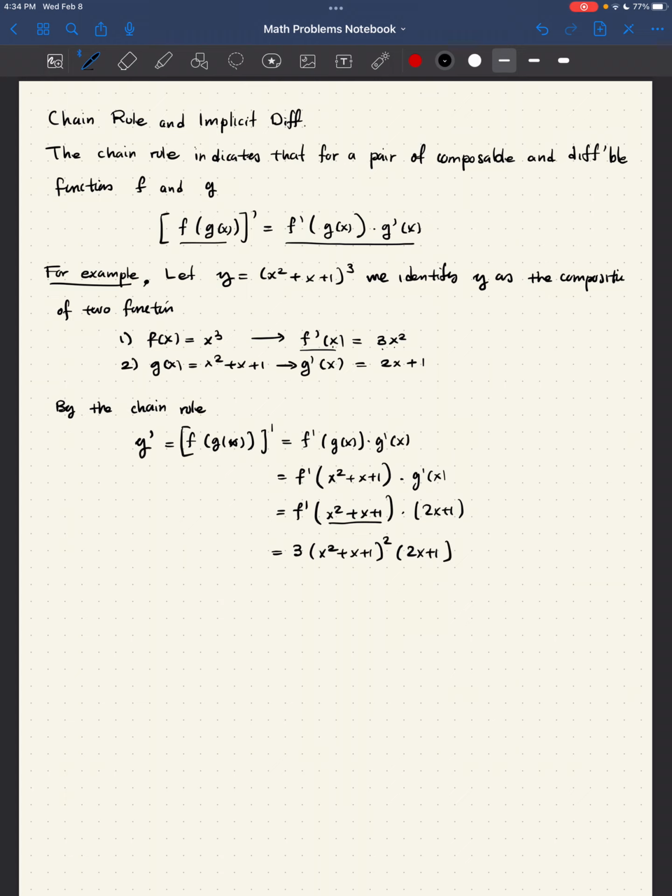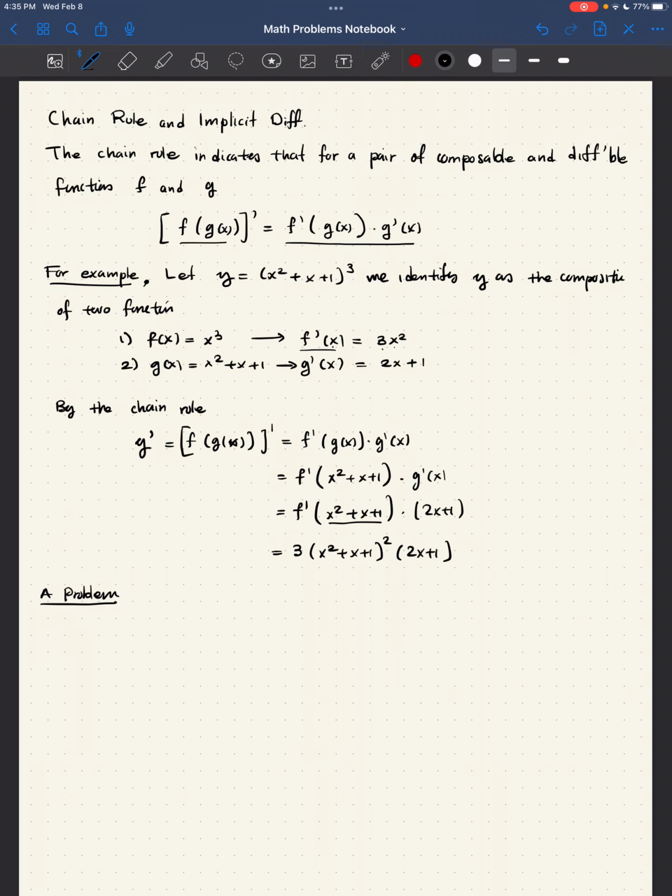So what this says is that the main idea while applying the chain rule is that we need to identify a non-trivial composition for the function of interest, just as we did here. So here, an application, a problem involving all of this.